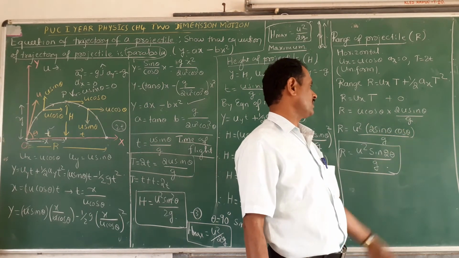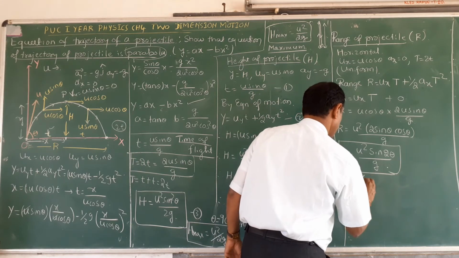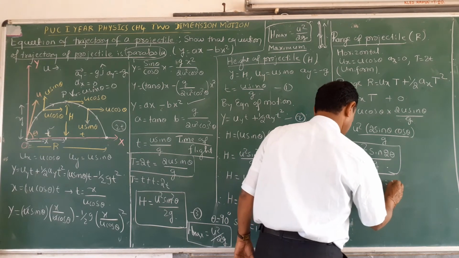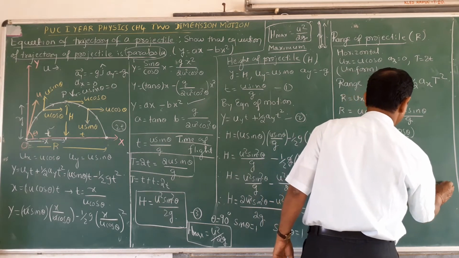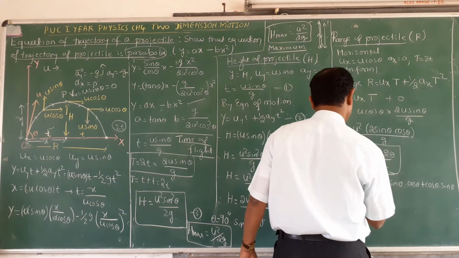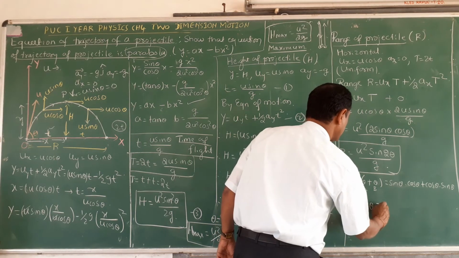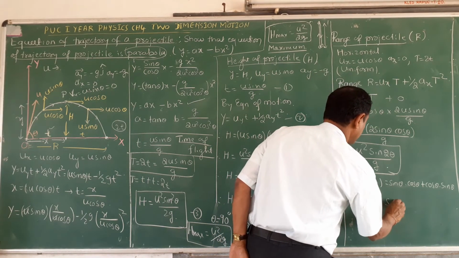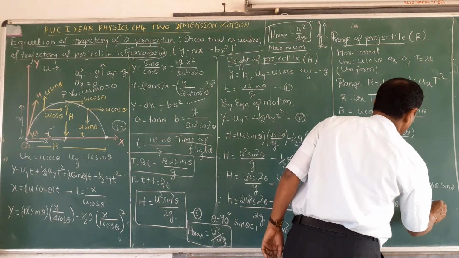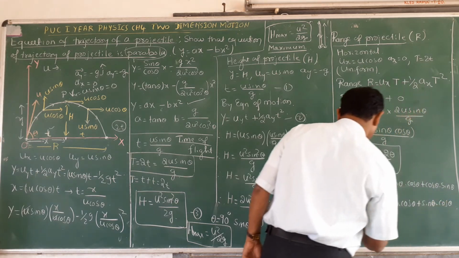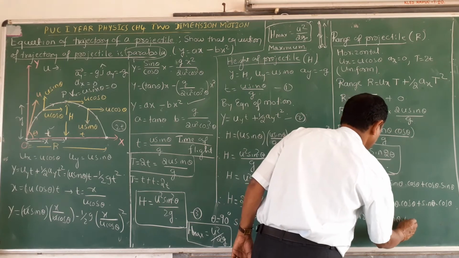How did you get 2 sin theta into cos theta? Here, sin of A plus B, like theta plus theta, is sin theta into cos theta plus cos theta into sin theta. So sin 2 theta is equal to sin theta cos theta plus sin theta cos theta, that is sin 2 theta is equal to 2 sin theta into cos theta.